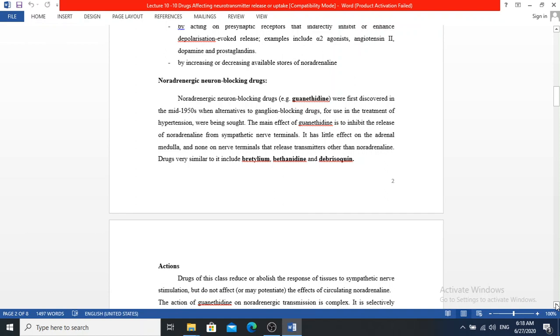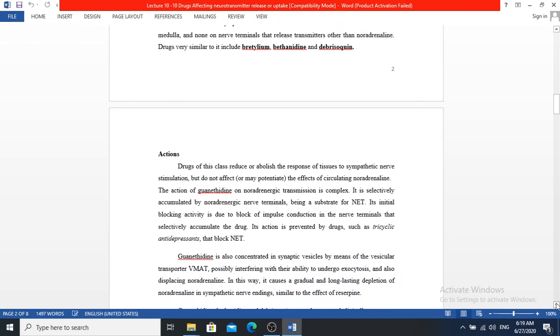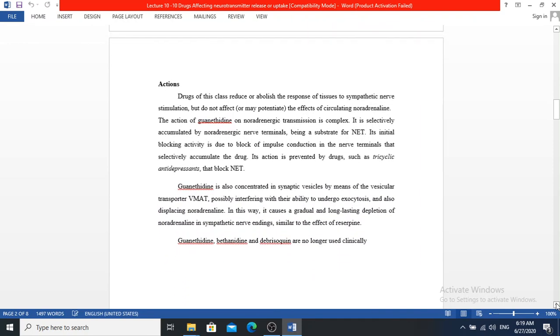Drugs very similar to that include bretylium, bethanidine, and debrisoquine. Actions: drugs of this class reduce or abolish the response of tissue to sympathetic nerve stimulation, but do not affect or may potentiate the effect of circulating noradrenaline.